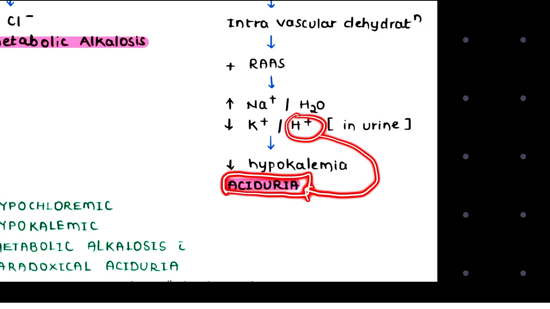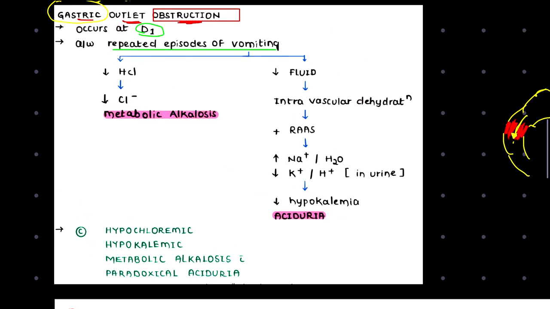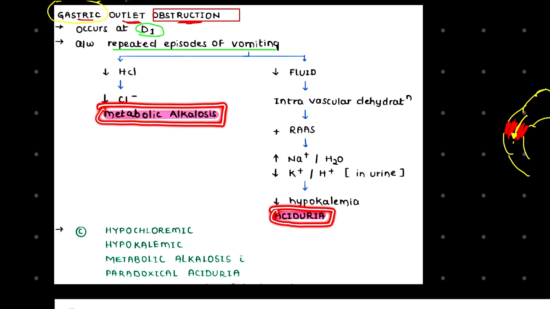So here one amazing thing is going on. In this part we said that there will be metabolic alkalosis, but here we are saying that there is aciduria. At the time of metabolic alkalosis, in order to counterbalance this alkaline condition, normally we try to conserve acid, but here the acid is being lost in urine.